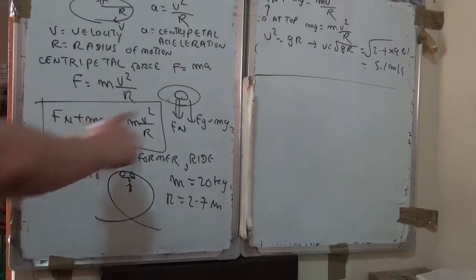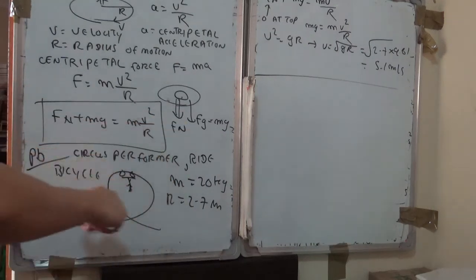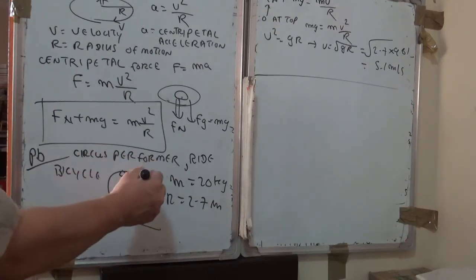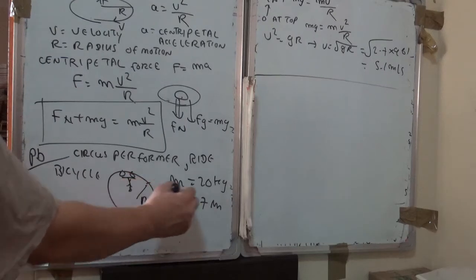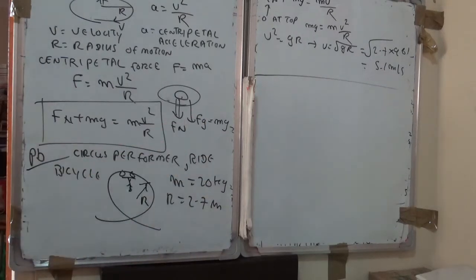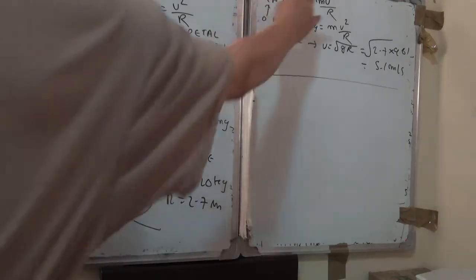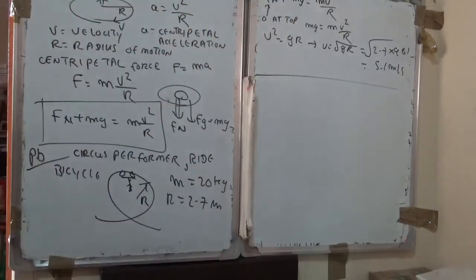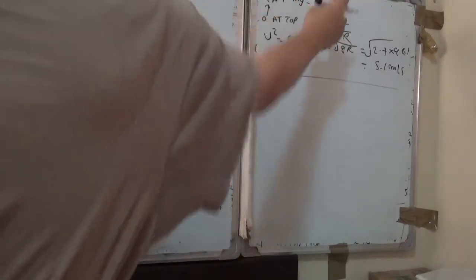So in this problem, a circus performer rides the bicycle in this way. When they are at the top, we have to calculate the velocity. In this case, the mass is 20 kilograms. The radius r is 2 by 7 meters. So then we write down the equation: Fn plus mg is mv squared by r. At the top, Fn value is zero. So therefore mg is mv squared by r.